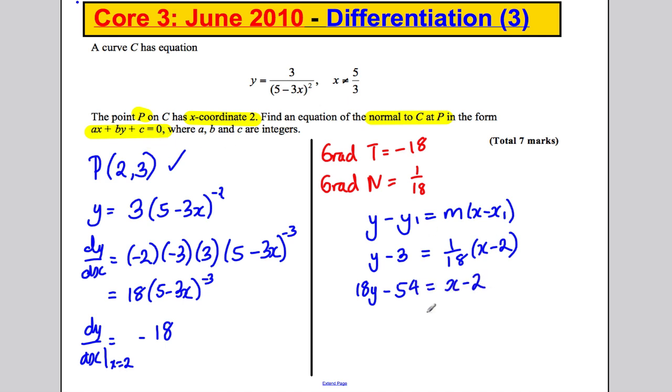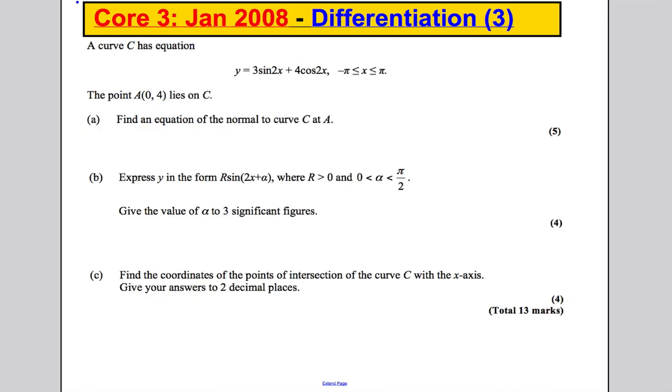You want it in this form here. Let's make 0 this side. Subtract 18y, add 54 to both sides, so you would get x, subtract 18y, and -2 add 54 is plus 52. And that is the equation of your normal, where a is 1, b is -18, and c is 52. And we're done. Okay, next question.